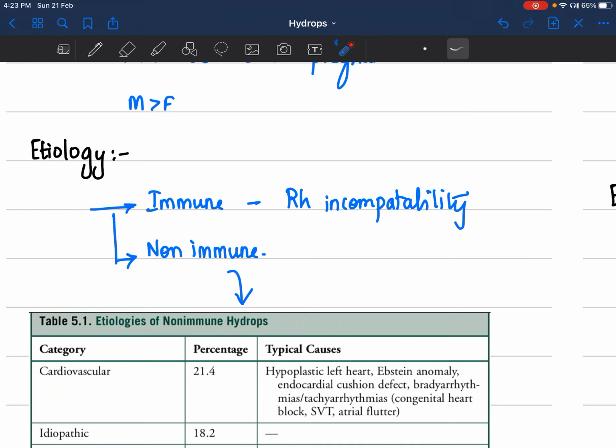Immune is secondary to immune destruction of RBCs, which is the case in RH incompatibility, where the mother is RH negative, whereas the fetus is RH positive. The mother is previously sensitized, resulting in destruction of RBCs, causing anemia, cardiac failure, and Hydrops fetalis. But with the advent of immunoglobulin, RH incompatibility has come down as a cause for immune Hydrops fetalis. So more and more we are seeing non-immune Hydrops fetalis.